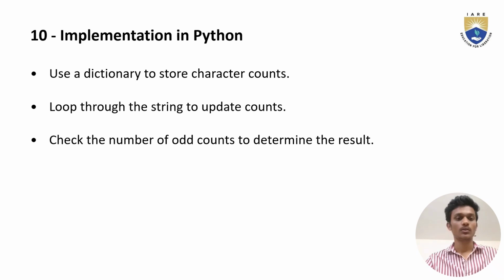Implementation in Python. Use a dictionary to store character counts. Loop through the string to update counts. Check the number of odd counts to determine the result.